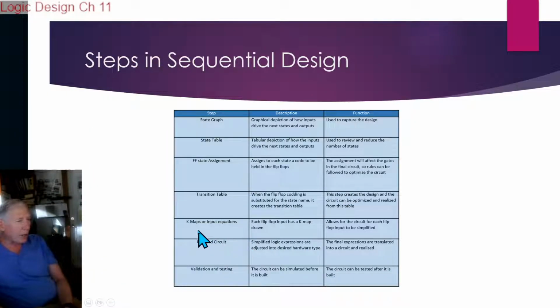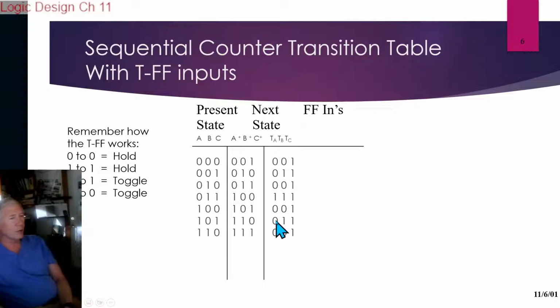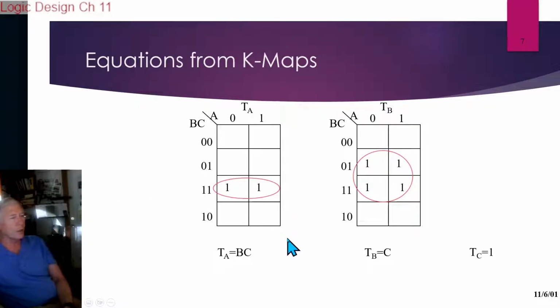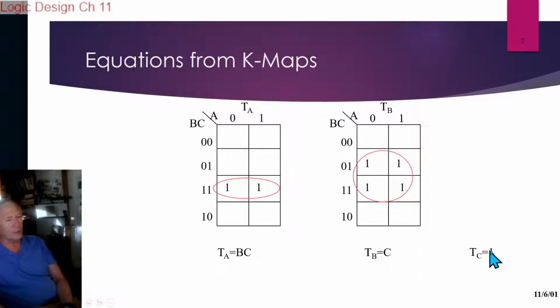Okay, so now we'll go back. Now we have our additional columns in our transition table, so we can do the K-maps from these additional columns. Here are our additional columns right here. Our K-maps are going to be done off of these additional columns. Notice the TC, we don't even have to think about that. It's always 1, so that's just the constant 1. TC equals 1. Here we have TB. The TB input equals these four ones right here, C, and the TA input is BC.